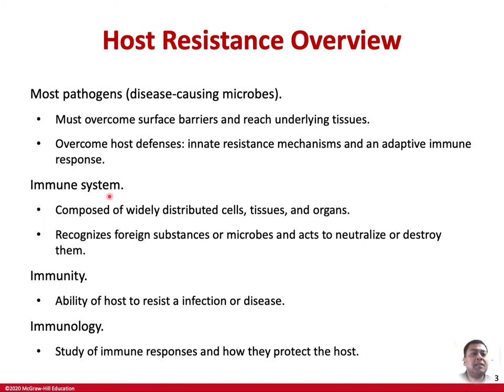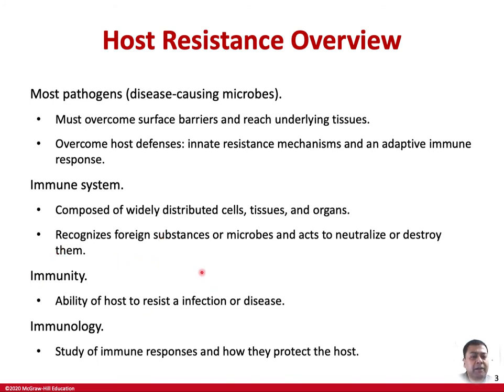The immune system is composed of widely distributed cells, tissues, and organs, and they can recognize foreign substances or microbes and act to neutralize and destroy them. On the other hand, the immune system can also respond to an injury that is sustained by the cells, either internally or from an external source.